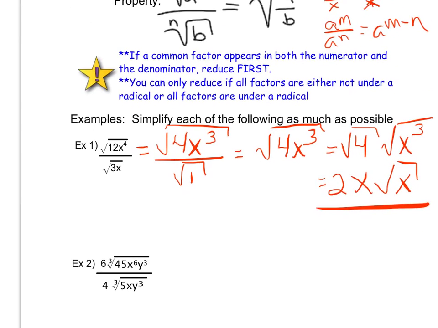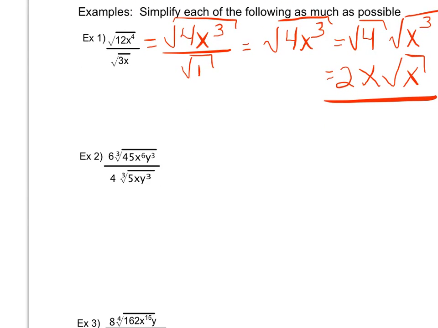Looking at the next 2 examples, it works the same way if you have a cube root as opposed to a square root. So remember I said that you could not simplify unless they were both common, so either both under a radical or both not under a radical. Here's what I meant by this. This 6 and 4, I can reduce them because those are both not under a radical. This expression here and this expression here, I can reduce those together because they both are under a radical.